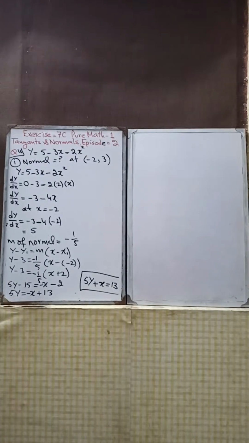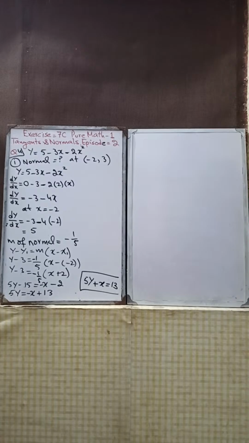If we want to find the gradient of the normal, we reciprocate it and change its sign. So the gradient of the normal will be minus 1/5. Now I will find the equation of the normal. The formula is y minus y1 equals m times (x minus x1). So y minus 3 equals minus 1/5 times (x minus minus 2), which becomes y minus 3 equals minus 1/5 times (x plus 2).